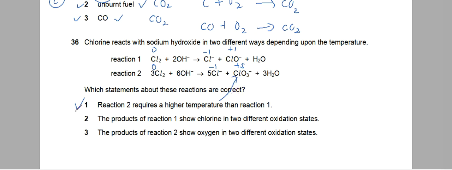So in the first reaction, 1 shows chlorine in 2 different oxidation states. Correct. The products of reaction 2 show oxygen in 2 different oxidation states? Oxygen is staying the same, so number 3 is incorrect. So the answer is B.